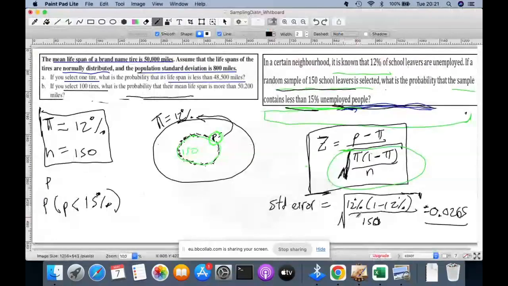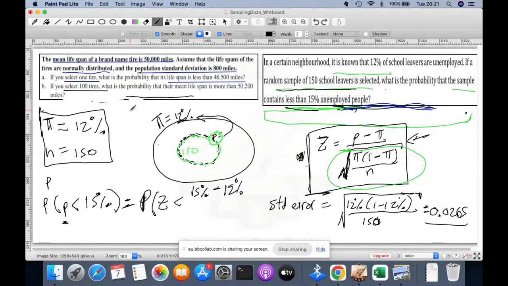Now that we have the standard error, we're going to come back to this and solve it. We're going to convert this p into a z. So it's going to be the probability that z is less than... We're going to use this formula here. Your p value is 15% minus pi. All I'm doing is following this formula here. So the numerator is minus 12%.